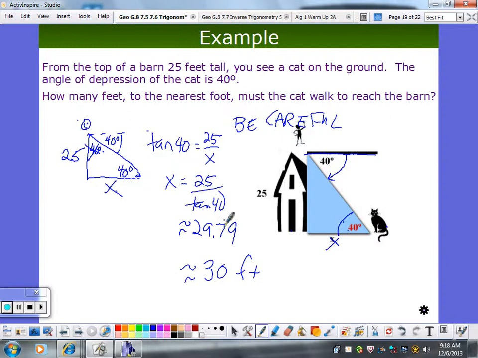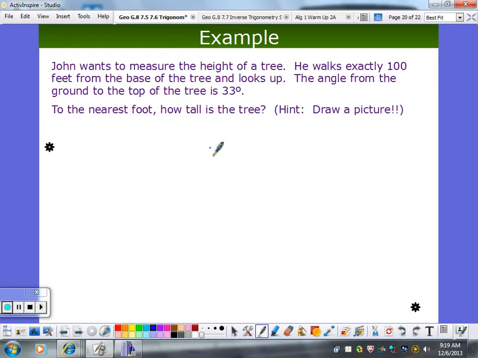Now, even if it didn't tell you to the nearest foot, in real life you can tell somebody, yeah, that cat's got 29.79 feet to go. Because we care about how far that cat has to go, we can say the cat has about 30 feet. So there is a little bit of common sense with the rounding, but definitely, if it tells you what to do, you do what it tells you. I don't know why we need to know that, but we do.